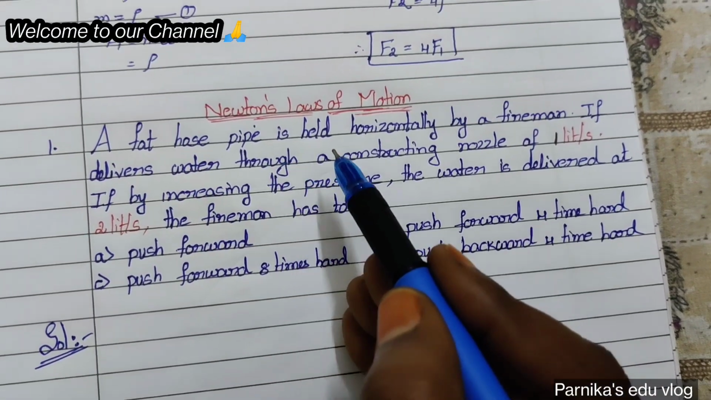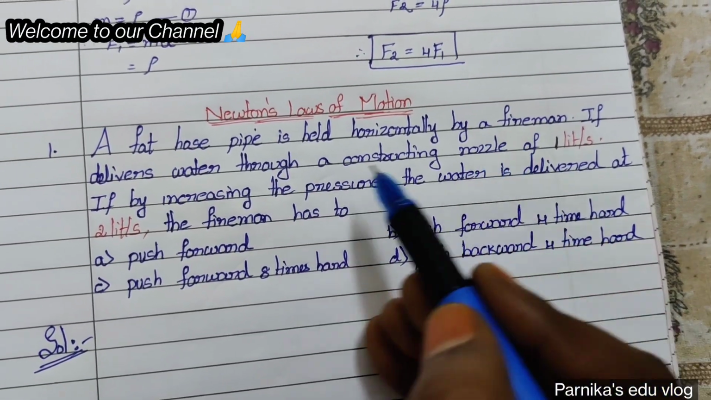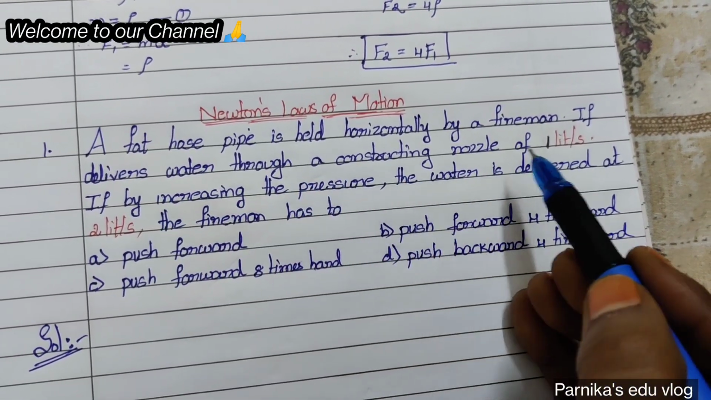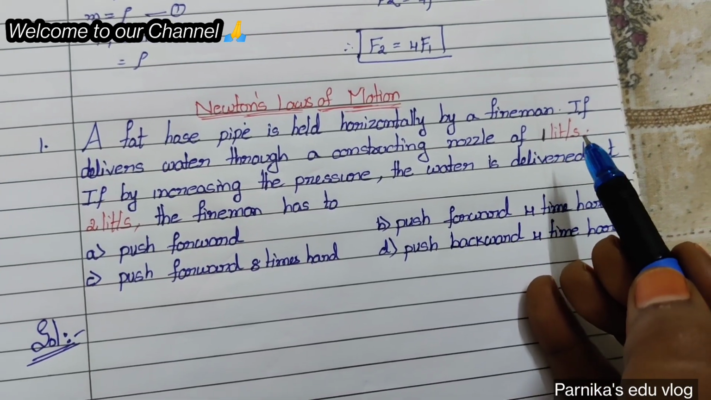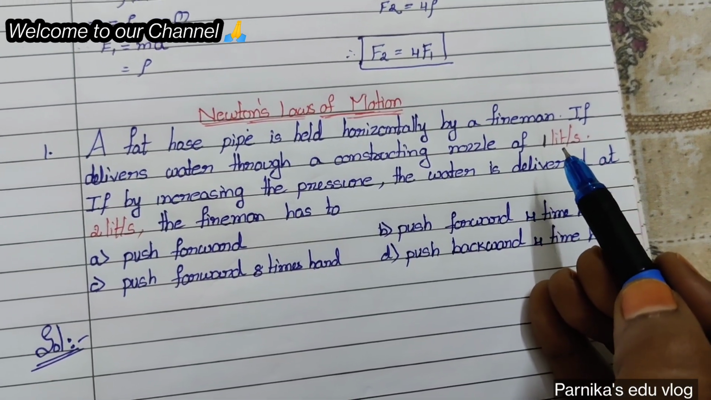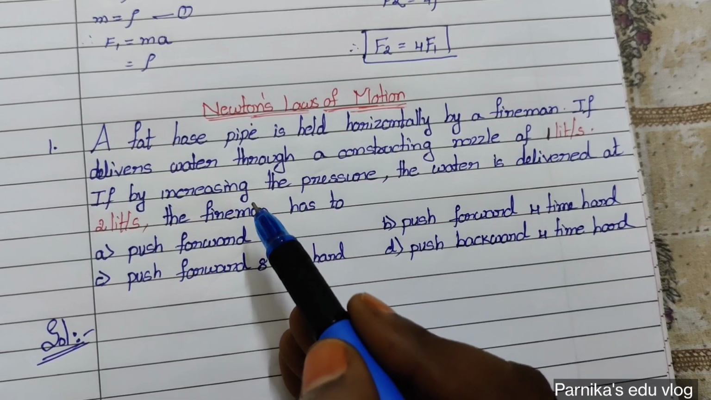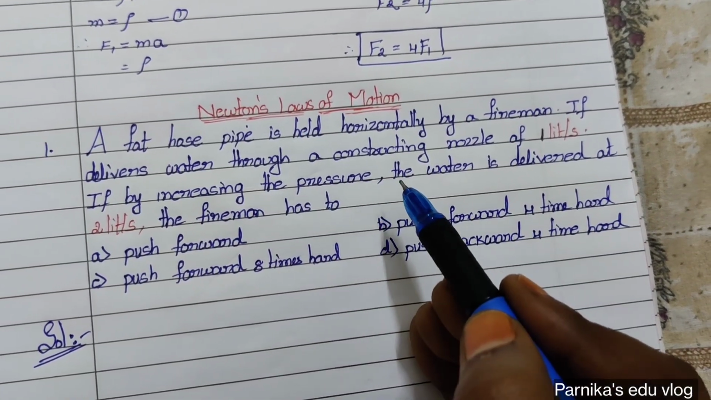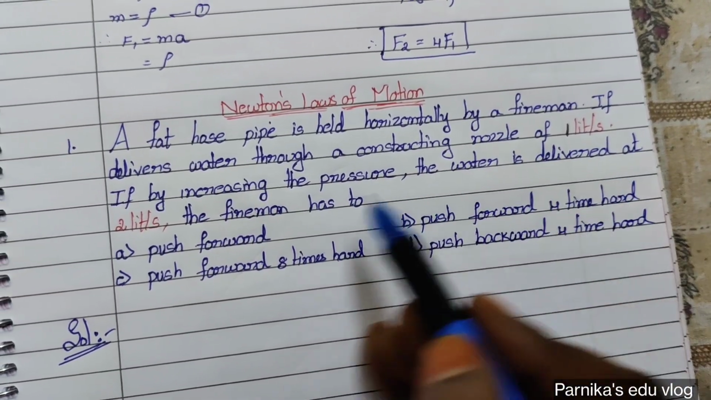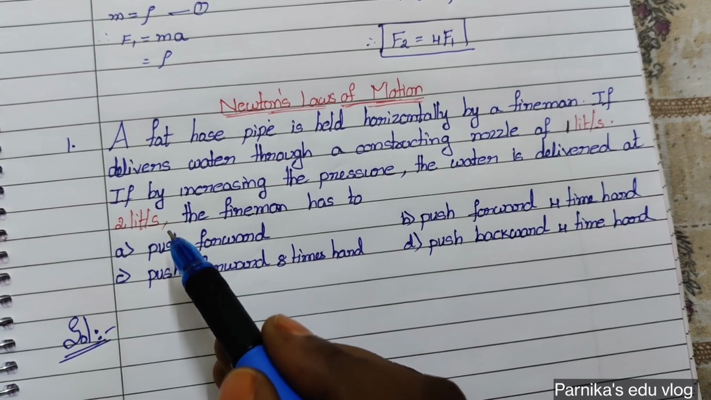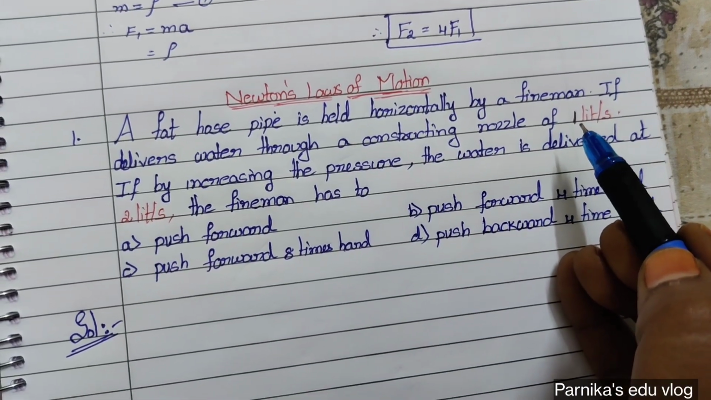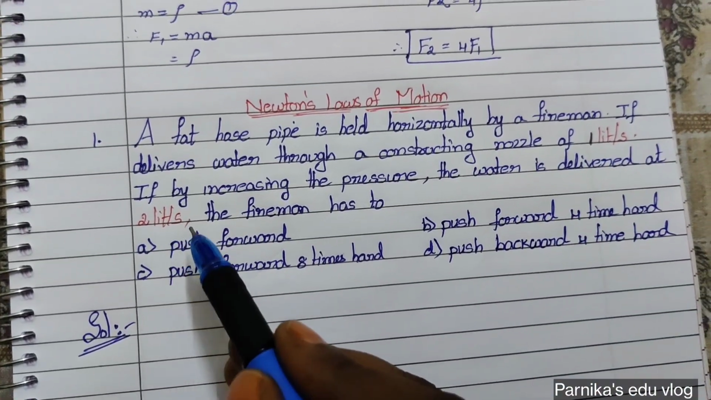A fat hose pipe is held horizontally by a fireman. Initially the water is delivered with the speed of 1 liter per second in one particular direction. Okay, this is the initial speed of water delivered. Next, suppose he increases the pressure, at what speed is the water delivered? 2 liter per second. Means the speed increases now from 1 liter per second to 2 liter per second.